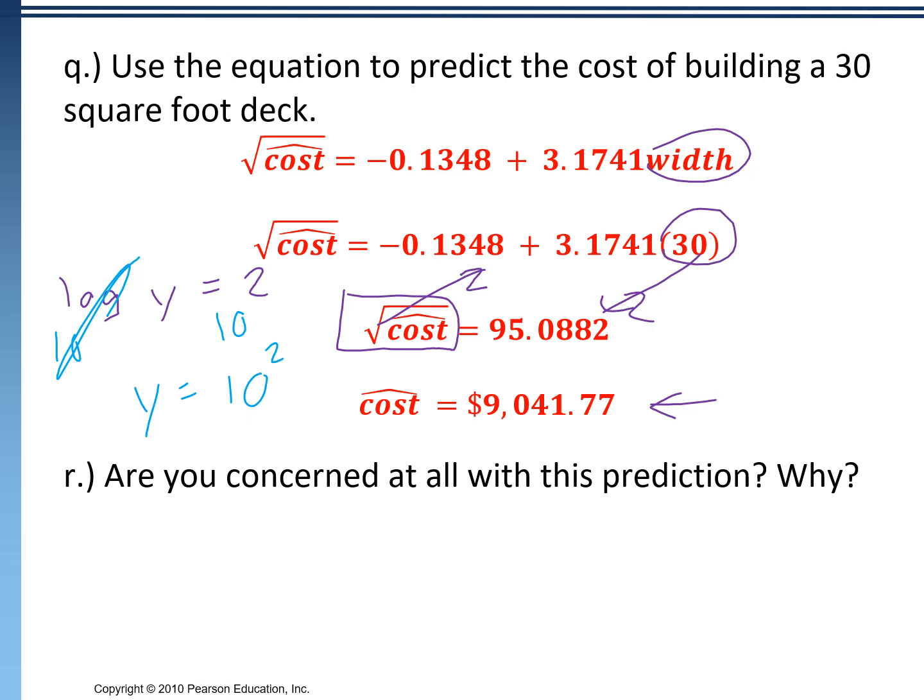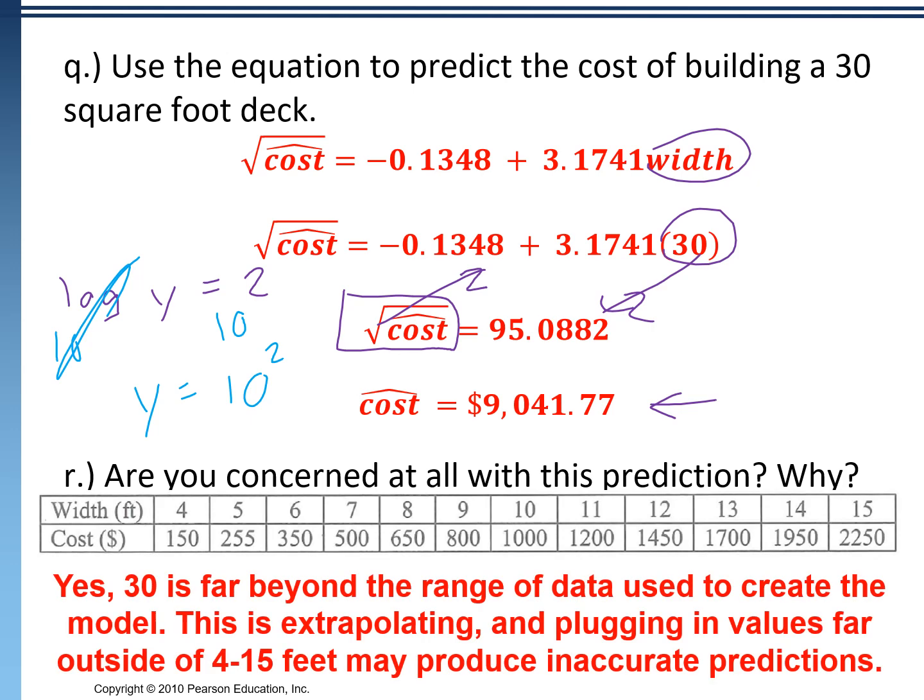Are you concerned at all with this prediction? Why? We should be, because this is very far outside of the range that was used in the data to make this regression model. This would be called extrapolating. We really want to plug in values in this range, or at least close to this range. The further we go beyond that range, the more inaccurate our predictions are likely to be.